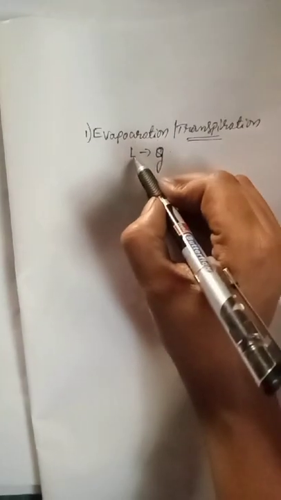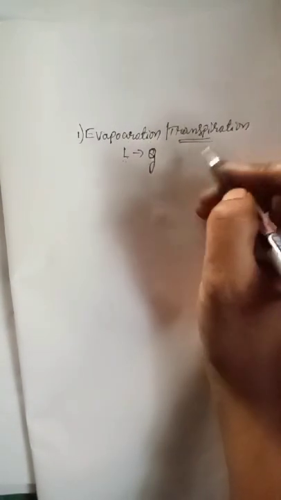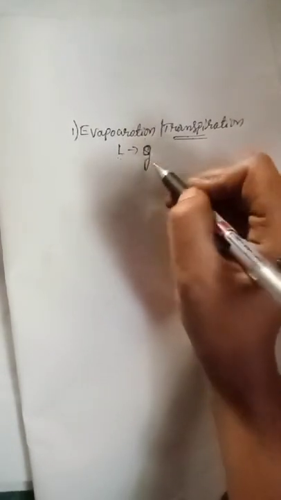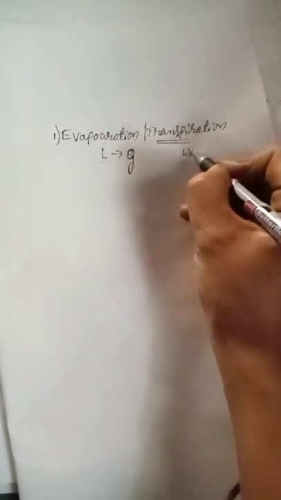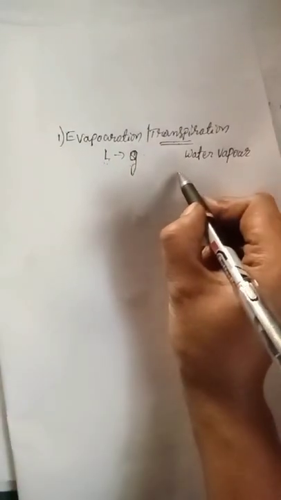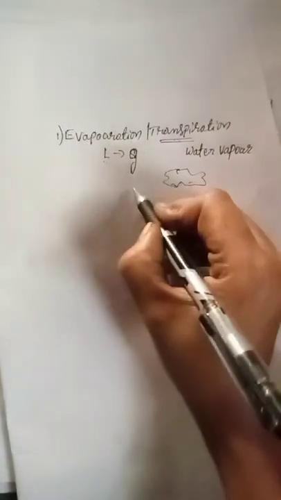Evaporation means the process in which a substance changes from liquid state to gas. Whatever water exits from the plant leaves converts into water vapor in the atmosphere. Okay, so this water vapor forms a cloud, right? These water vapors form a what? A cloud.